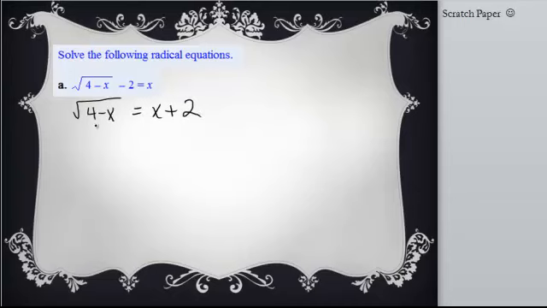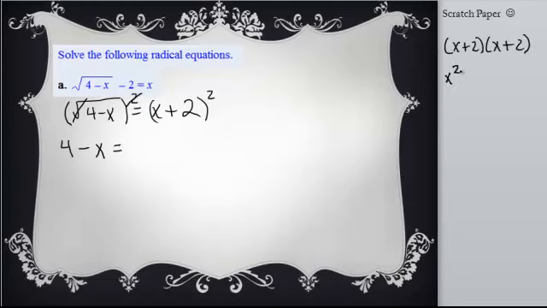Now to get rid of a square root, we do the opposite of square root, which is square. So we're going to square both sides. Well, the square root and the square are opposite operations, so they cancel each other out, and you're left with 4 minus x equals. Well, remember, x plus 2 squared means this. When you multiply that, you get x squared plus 2x plus 2x plus 4, which is x squared plus 4x plus 4.